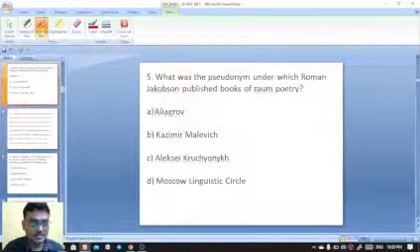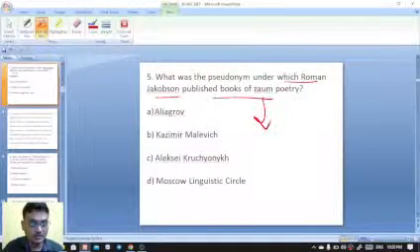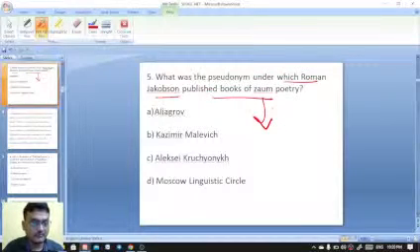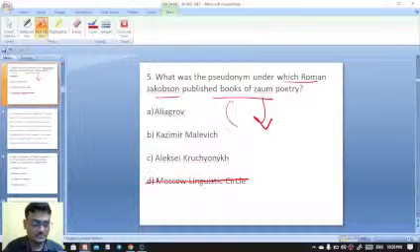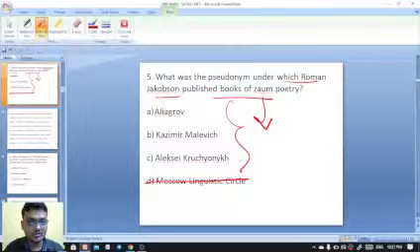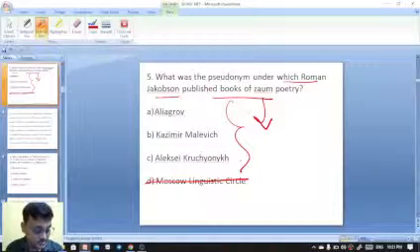What was the pseudonym under which Roman Jakobson published the books of Zaum poetry? Aligorg, Kazimir Malevich, Alexei Kruchenykh. Only three options. Come on, tell me from these. What was the pseudonym under which Roman Jakobson published books of Zaum poetry?